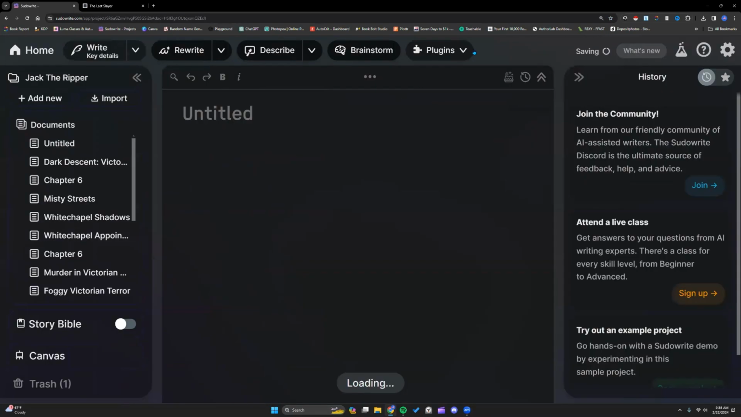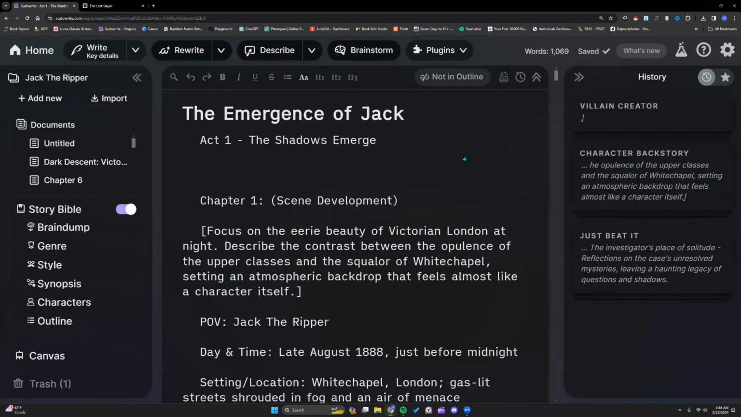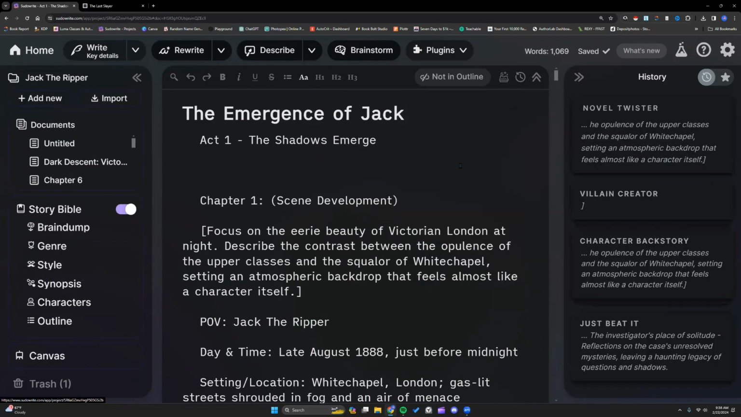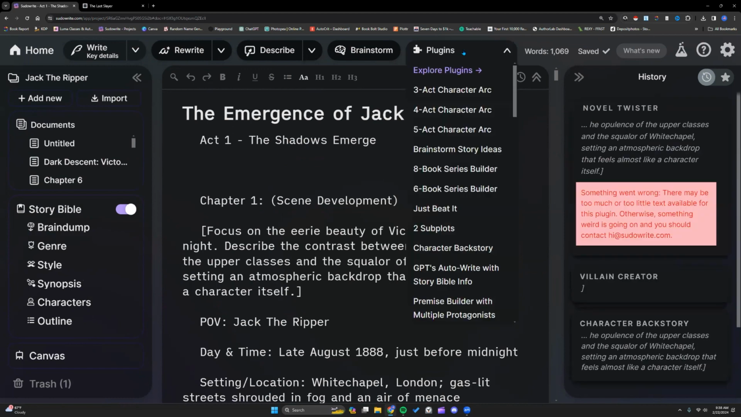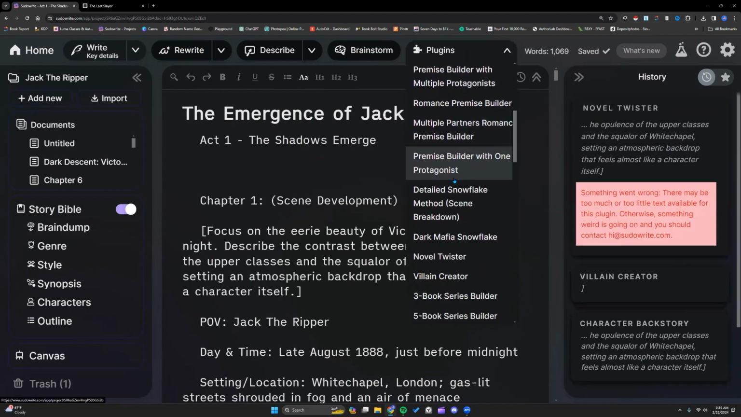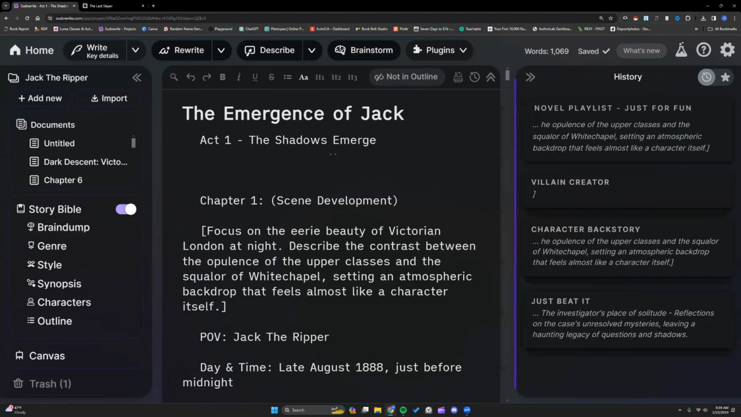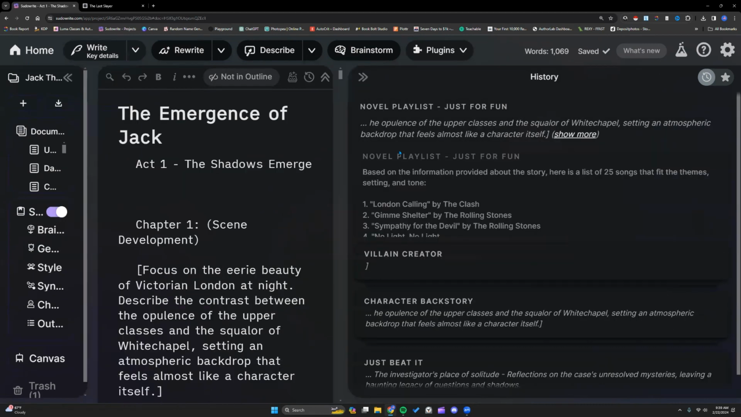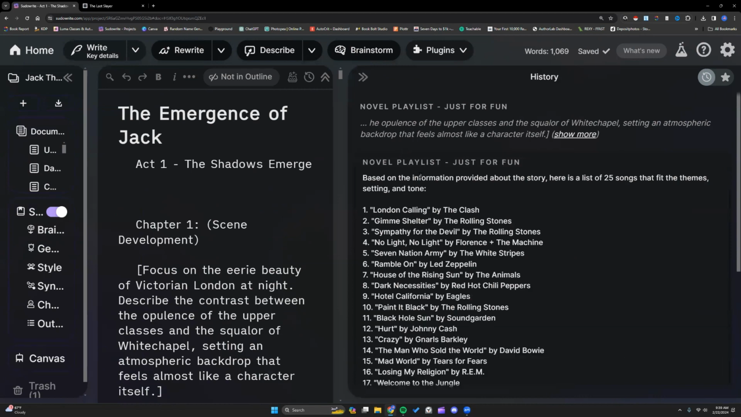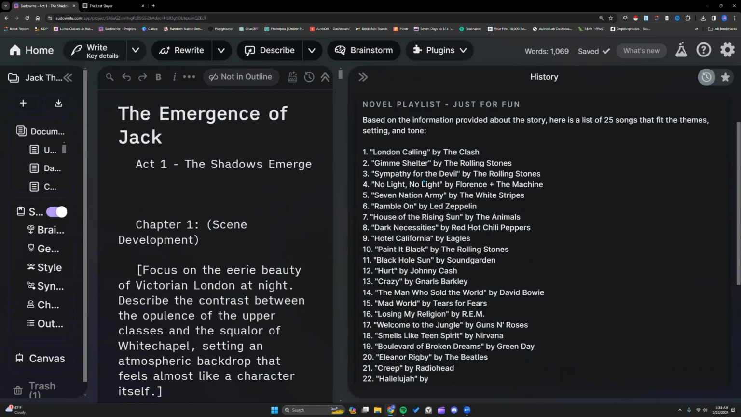Let's go to Jack the Ripper again. Wrong one. Saw the word novel and clicked too fast. And so for Jack the Ripper, I like it.